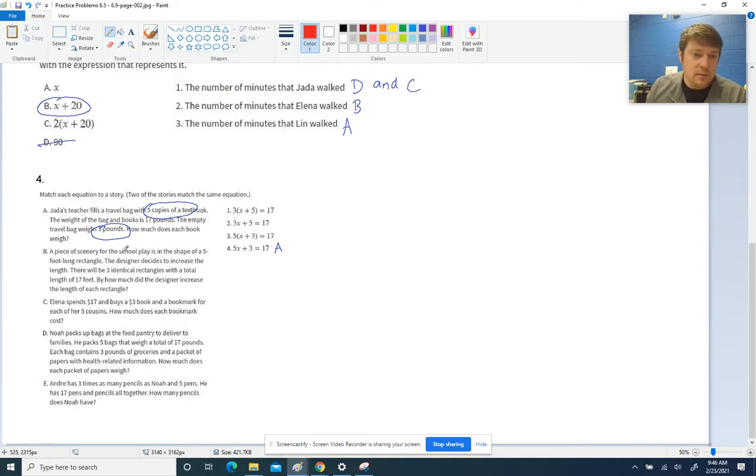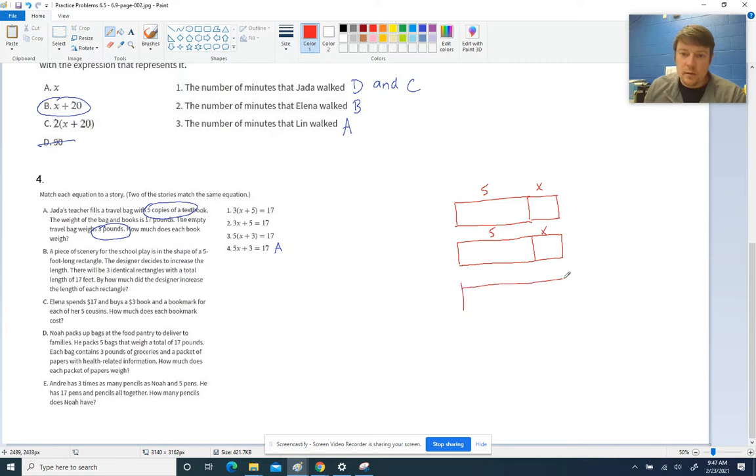Okay, so a piece of scenery for the school play is in the shape of a 5-foot-long rectangle. Let's draw this one out. That might help. We got a 5-foot-long rectangle. All right. The designer decides to increase the length, so they're going to make it longer, right, by some amount. There will be 3 identical rectangles with a total length of 17. So we're going to have 3 of these guys, right? So 5 and an X happening 3 times. Think of it that way, right?